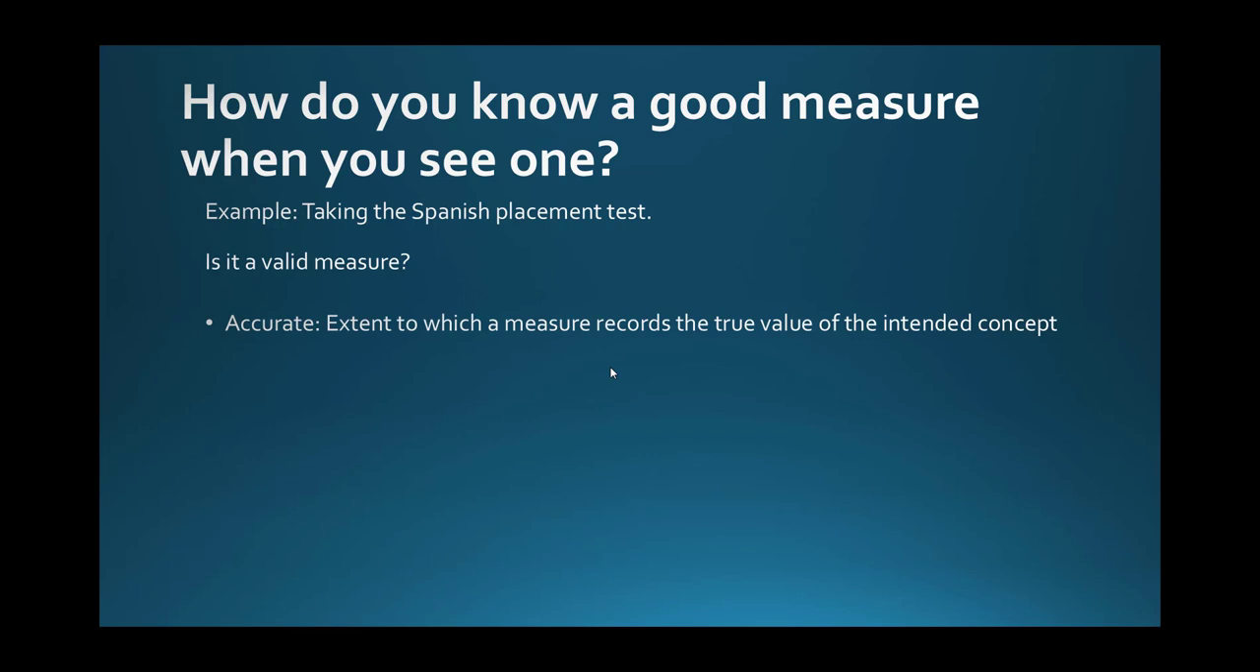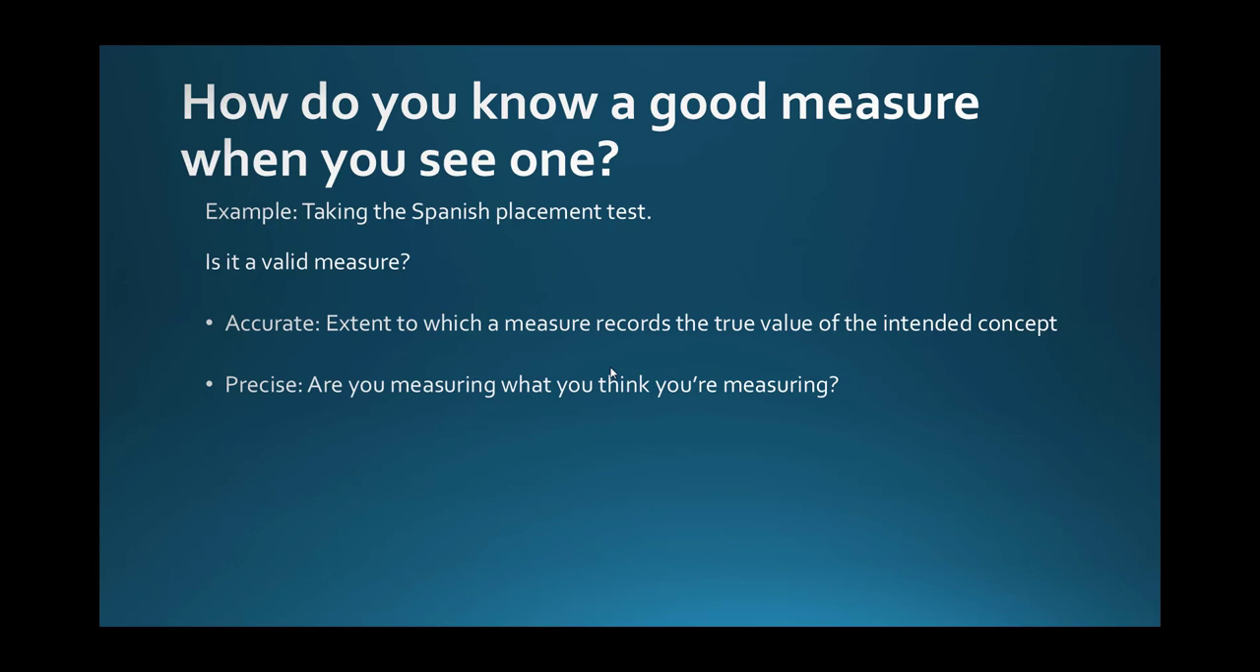An accurate measure would be one in which the test is actually measuring what you're trying to measure. So in this case, the Spanish placement test, you're trying to measure how much Spanish somebody knows and understands. And the way that we give out the test, you're consistently, accurately getting a good assessment of how much Spanish someone knows.